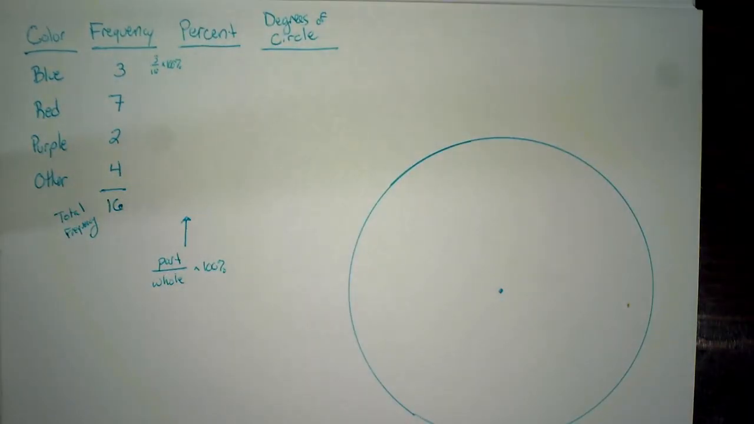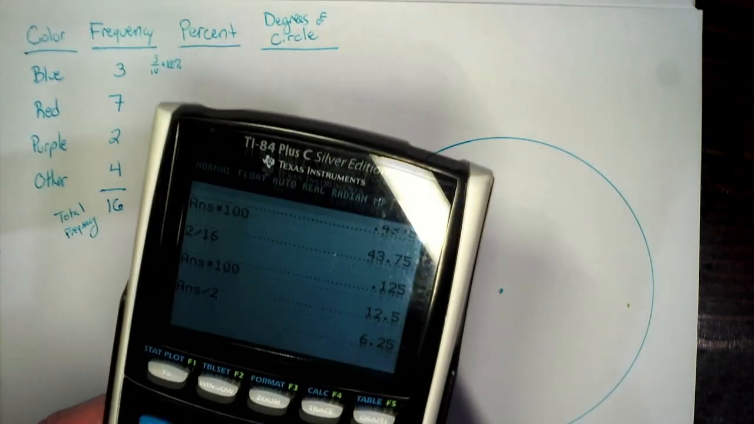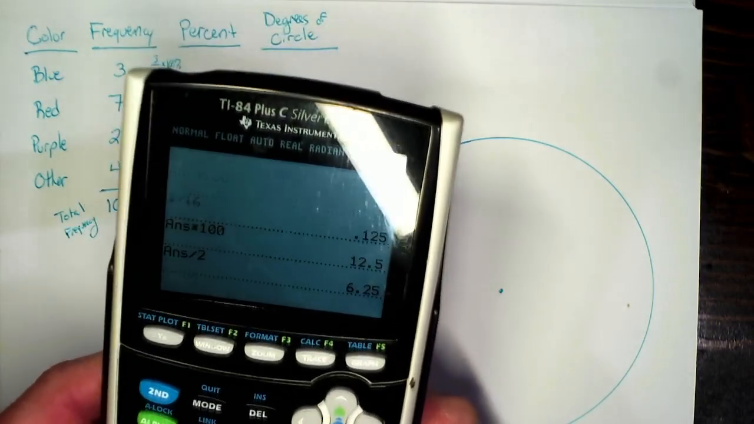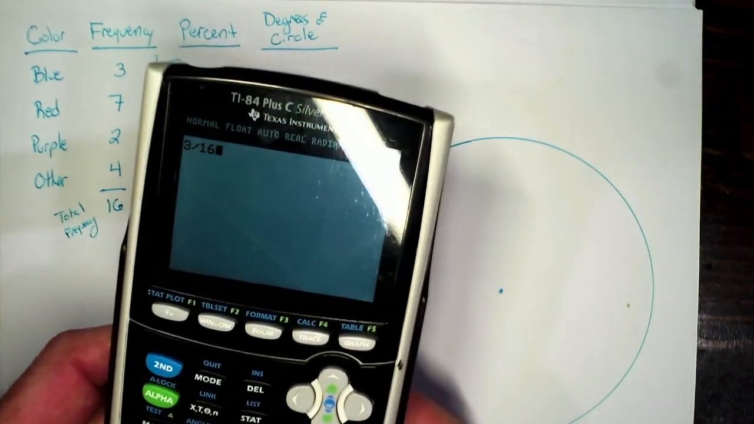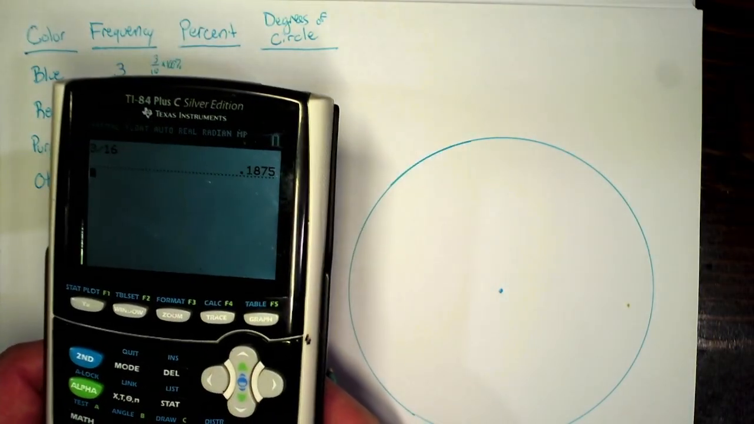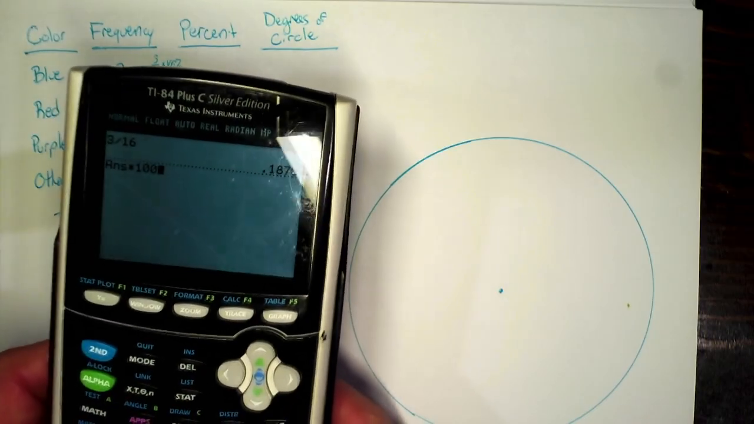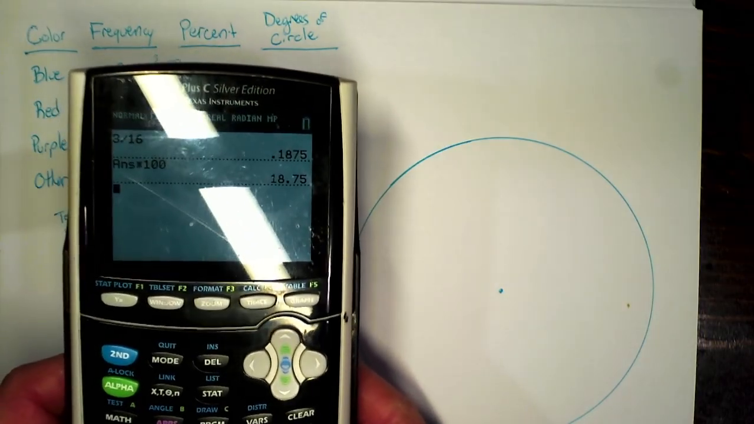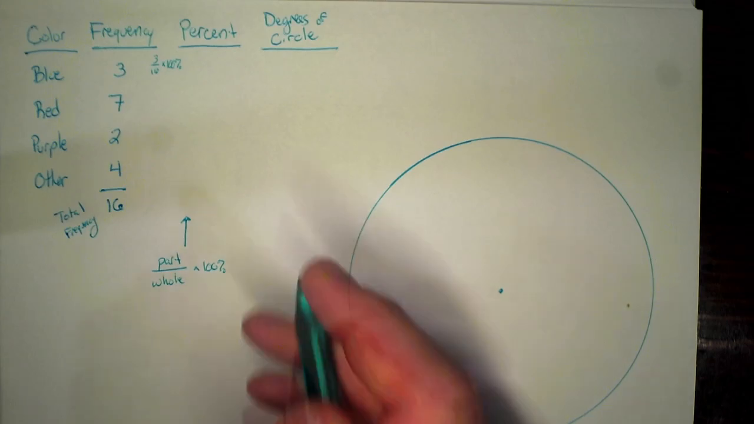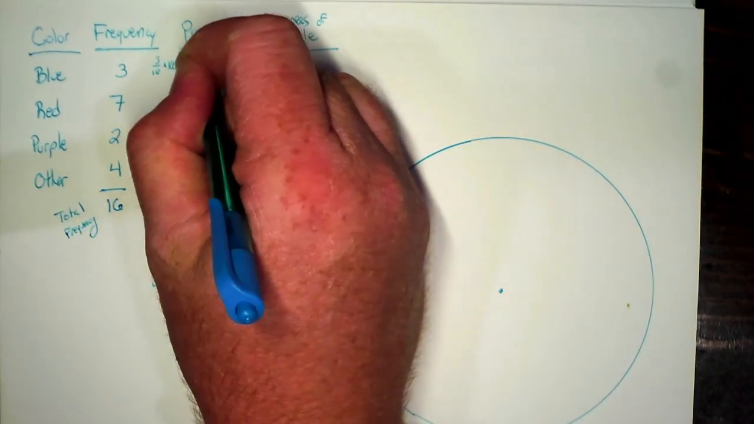And then, we could do this by hand. I expect us to be able to do 3 divided by 16 by hand. But we'll go ahead and allow the calculator to help us out on this one. So let's see if we can see this. 3 divided by 16 gives us 0.1875, and when we multiply that by 100, we get 18.75. Okay, so we'll write that down there.